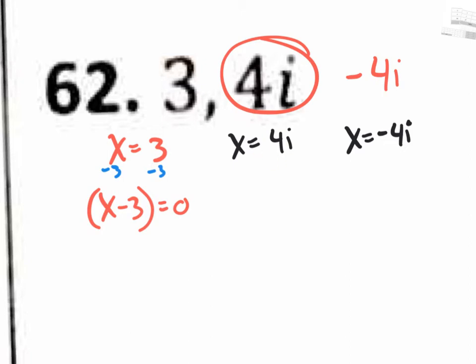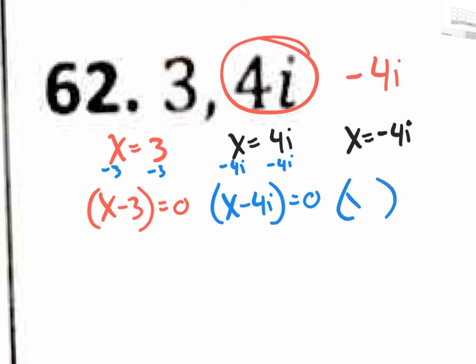This guy right here, if I set it equal to 0 and subtract 4i, it looks weird, but this is the binomial x minus 4i that if I set equal to 0 and solve it, that'll give me the answer positive 4i. So the other one would be the binomial what? X plus 4i. If you set that equal to 0 and solve it, then you would get that answer above, negative 4i. So the first thing to remember, if you have an imaginary as an answer, the conjugate's also going to be an answer. Split them all up, set them each equal to 0, and you have your binomial, and your binomial.